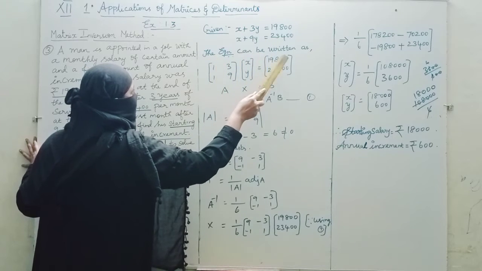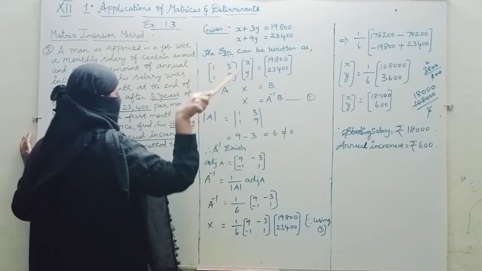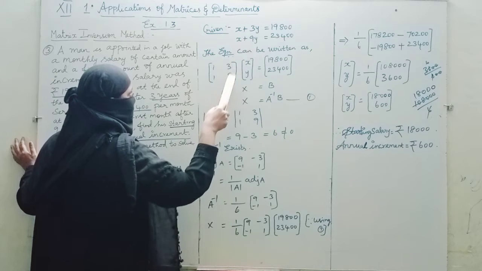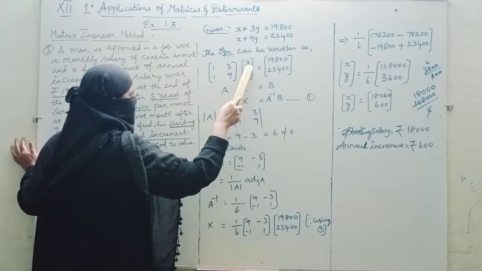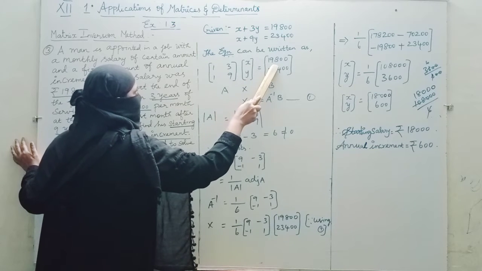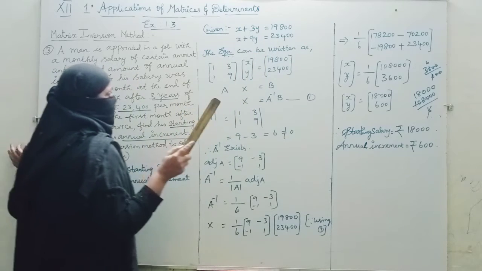The equations can be written in matrix form: 1 3, 1 9. We want to find out x, the starting salary, and y, the annual increment. These values only we want to find out. So x, y, and then 19,800, 23,400. These are the constant salary values.